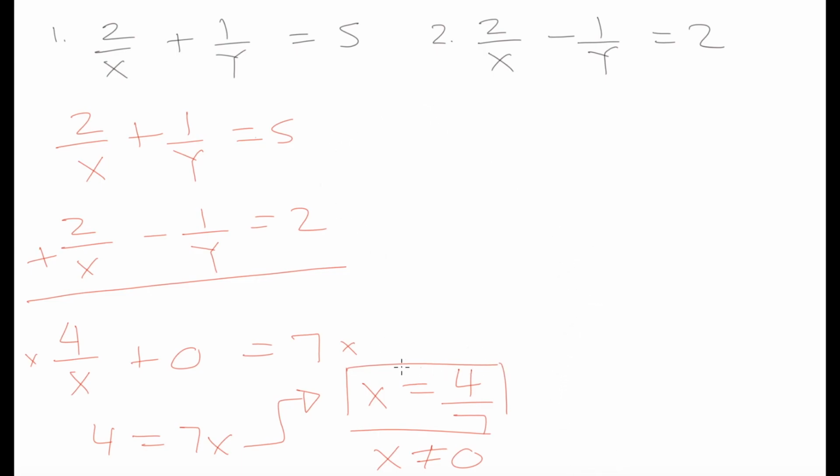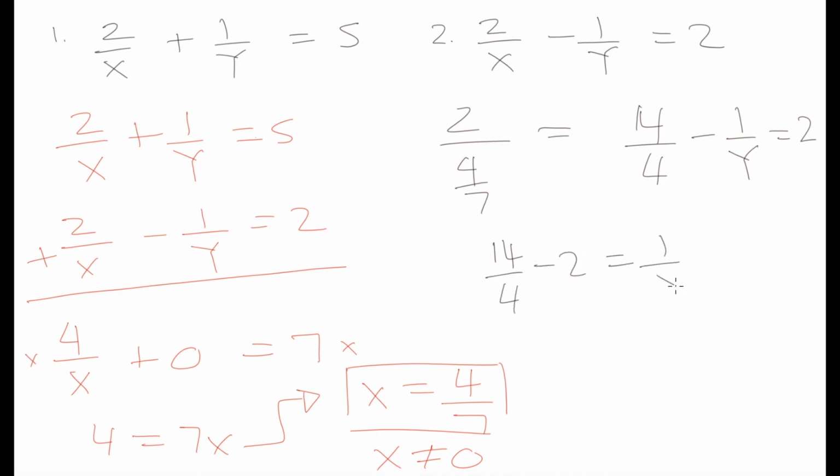And now let's use this value for x is equal to 4 over 7, to solve for y. So let's put that into either of our two equations. So let's just use this one. So 2 over 4 over 7, that's the same thing as 14 over 4. So we have 14 over 4 minus 1 over y is equal to 2. So let's take this minus 1 over y to this side and bring this 2 to this side. So we would have 14 over 4 minus 2 is equal to 1 over y.